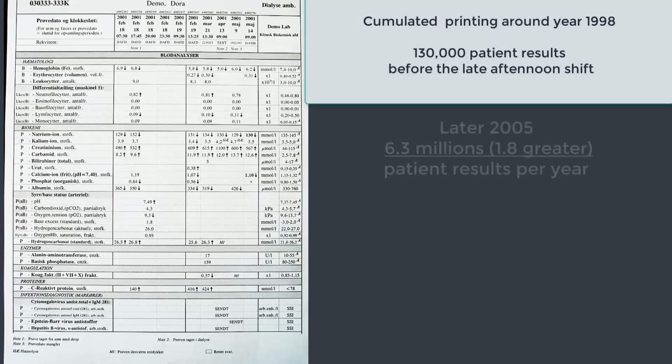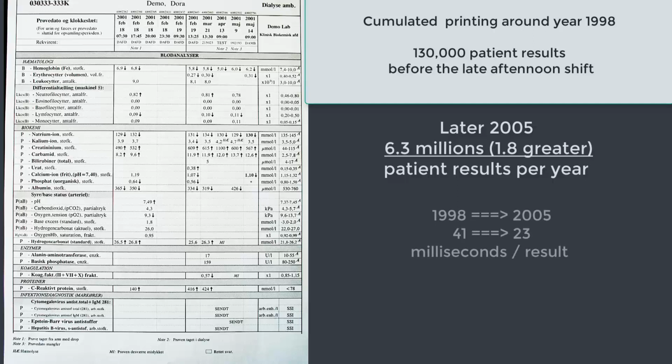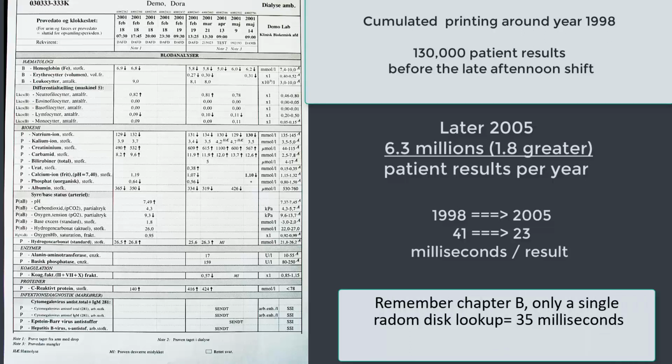If 130,000 results must be printed in about 1.5 hours, that is a patient result per 41 milliseconds. With a production as in 2005, that is only 23 milliseconds per result, a short time with an archive on disk. Considering all the other activities the system has to take care of simultaneously.